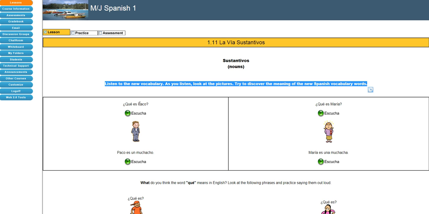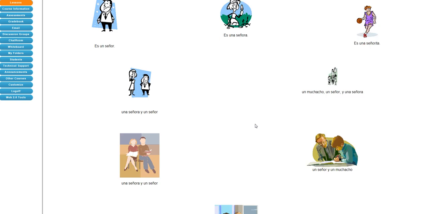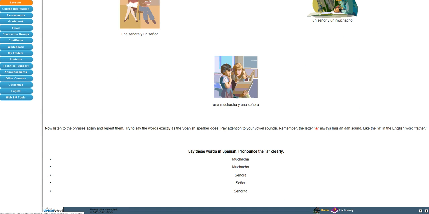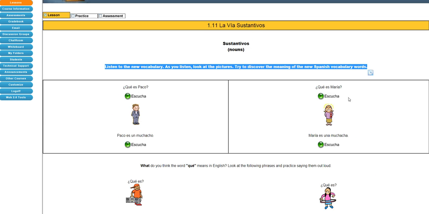So, ¿qué es Paco? Es un muchacho. So this is a muchacho versus a muchacha. So yes, they do try and make you figure out what that means. But again, if you don't know and you can't figure it out, you can go down to the very bottom where it says dictionary and you could look up the word muchacho. And then the female form is muchacha.